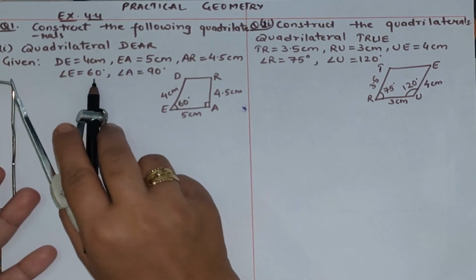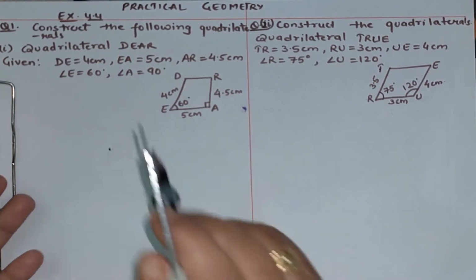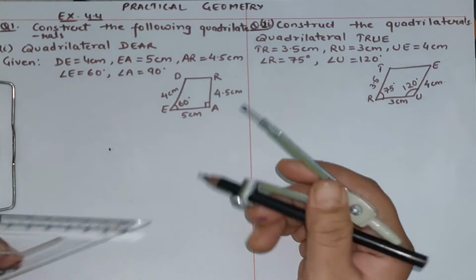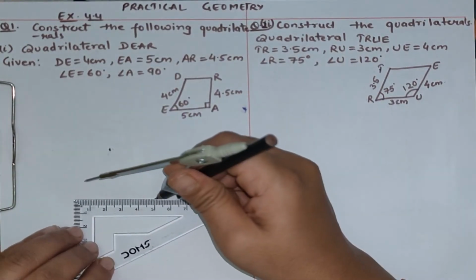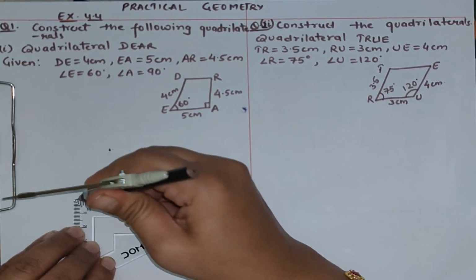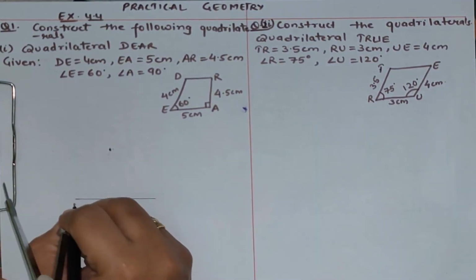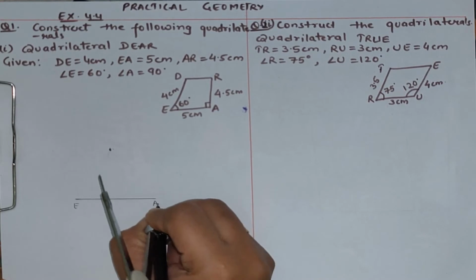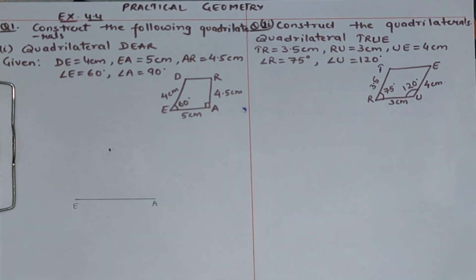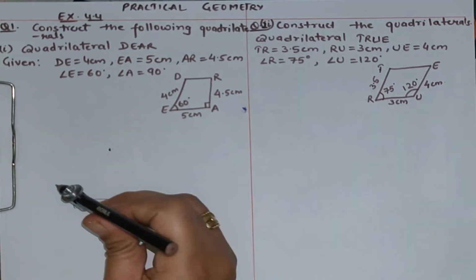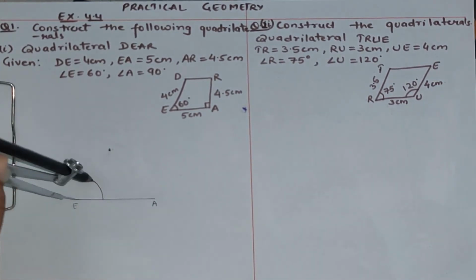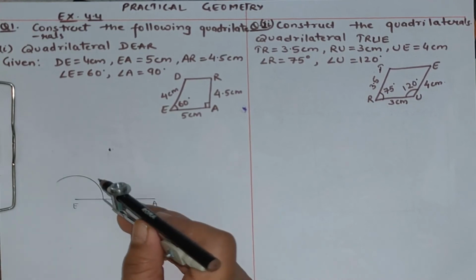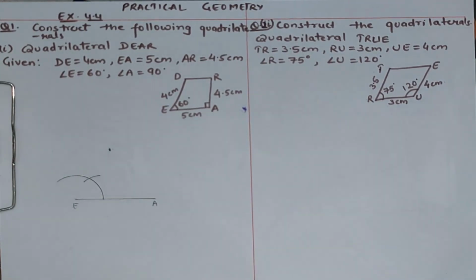Angle E is 60 degrees, angle A is 90 degrees, and in this way you have 3 dimensions. Number 1, the base side is 5 centimeters. The line segment which you are going to take as the base is EA, and after that angle E is 60 degrees. Take any arc, draw an angle of 60 degrees. First arc is always 60 degrees. Cut an arc like this.